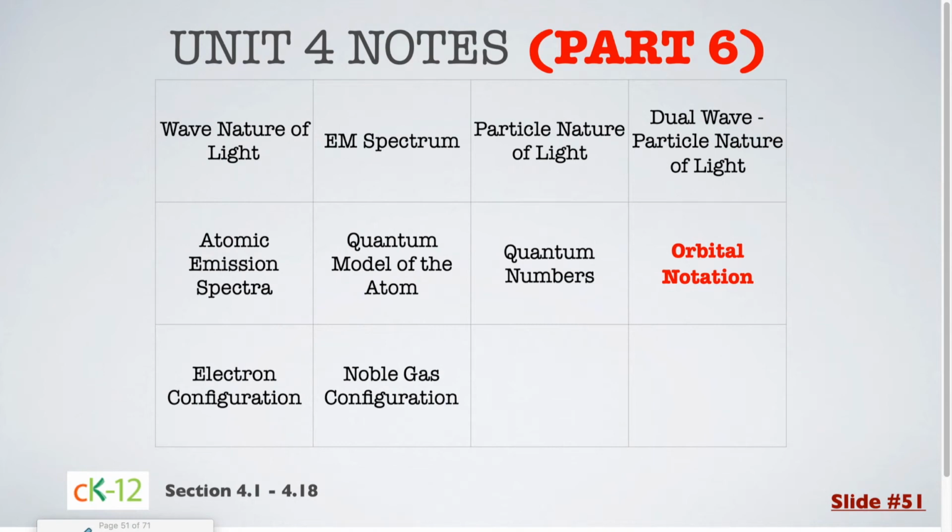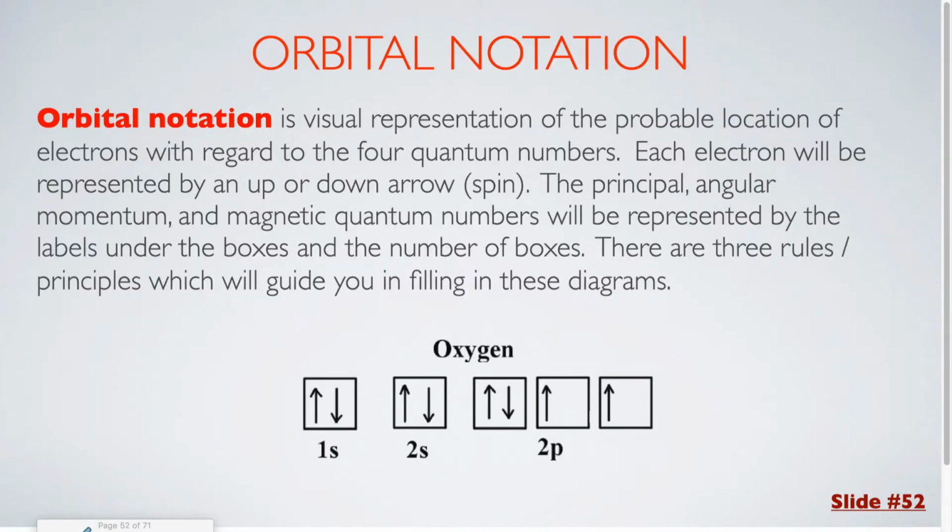In part 6 of the Unit 4 notes, we are going to be using what we learned about quantum numbers in order to write orbital notation diagrams. Orbital notation is a visual representation of the probable location of electrons with regard to the 4 quantum numbers. Each electron will be represented by an up or down arrow.